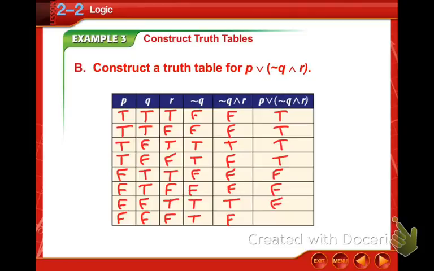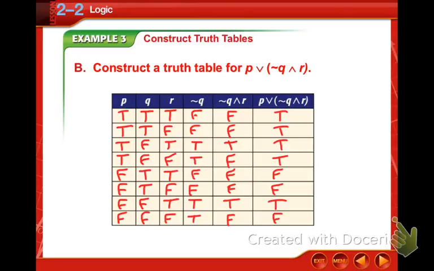Oh, sorry, we're doing an OR here. Sorry, I got a little distracted there. False, false for sure, because they're both false. And then we have a false, true, so that's true. We have a false, false, so false. So there's our completed table.